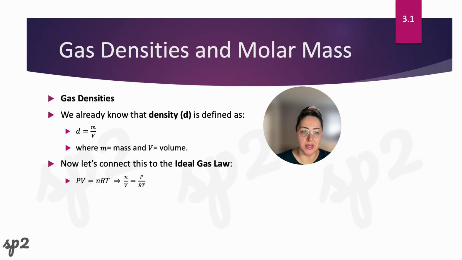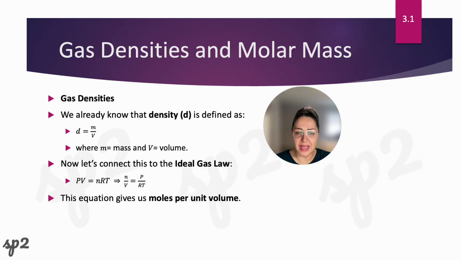So what I'm going to do here is a little bit of rearrangement. Now I have n, the moles of the gas, over V, the volume, and that is equal to P over RT. If you look at the left side, n over V gives us the moles per unit volume. So it's not quite density yet, because density has to be mass over volume, right? So take a look at the next page. There are going to be more steps so that we can convert the n over V to the m over V, which is the mass over the volume.